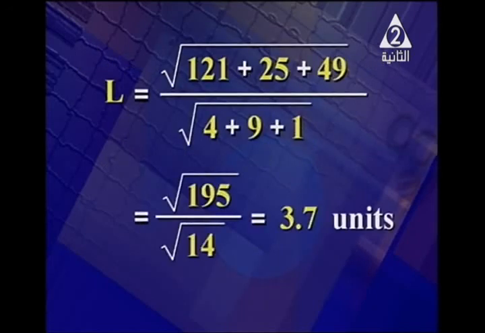What is the length? The length equals, yes, the square root of 121 plus 25 plus 49 over the square root of 2 squared plus 3 squared plus 1 squared, which equals the square root of 195 over the square root of 14, equals 3.7 units.